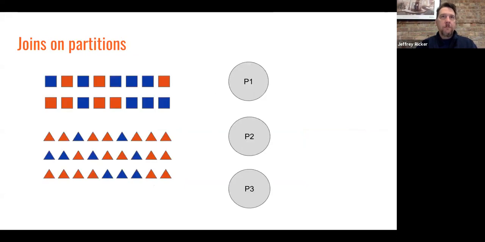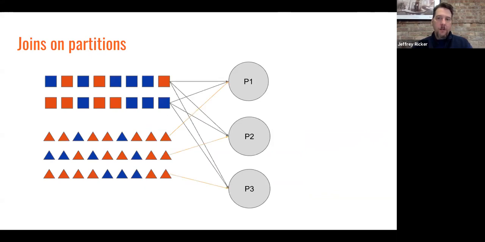All right. So when joining partitions, it can be tricky, right? So here we have two different streams, and the first stream has 2 partitions and the second stream has 3 partitions. And I want to join based on color, right? So the color indicates a key match.